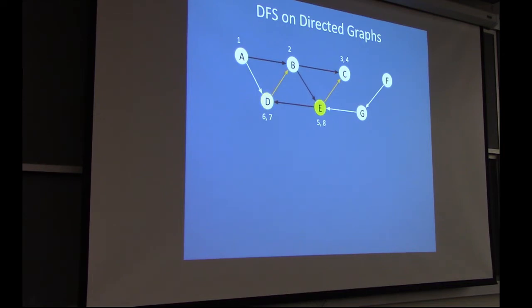E gets the 8. We've exhausted all the ways out of B. It gets the 9. We get back to A. It tries to go to D. Fails. It gets a 10. So that was the first call to explore. What happens next?